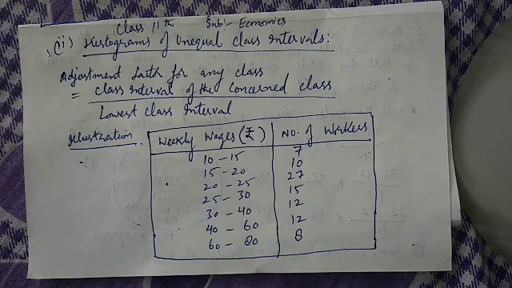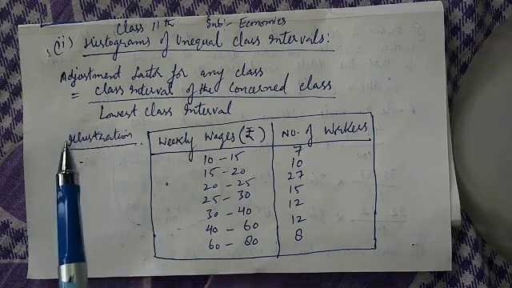Now we have discussed so far that histograms of frequency distribution are of 2 types: histogram of equal class intervals, and today we discussed histogram of unequal class intervals.